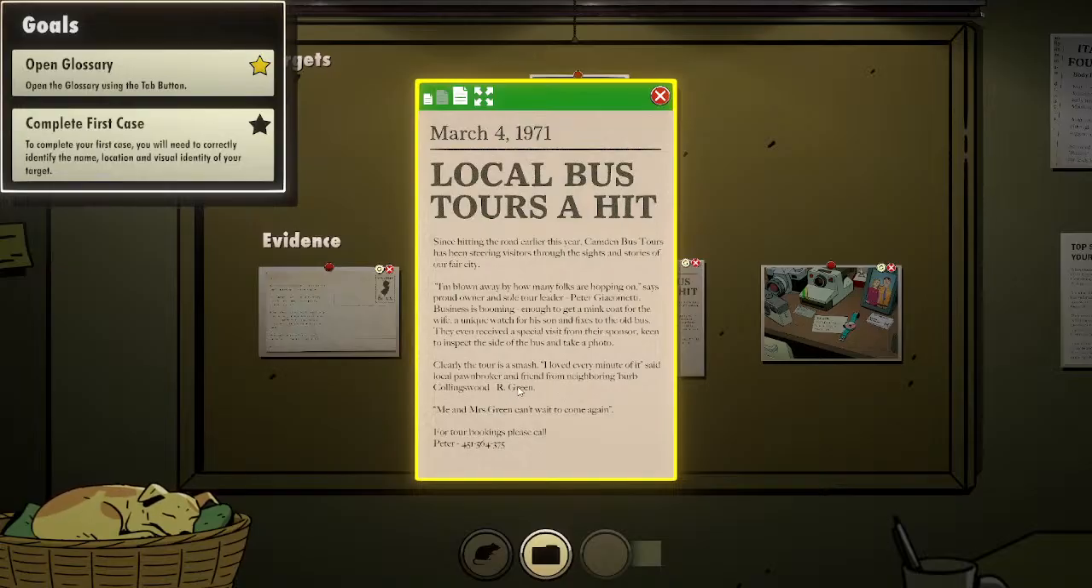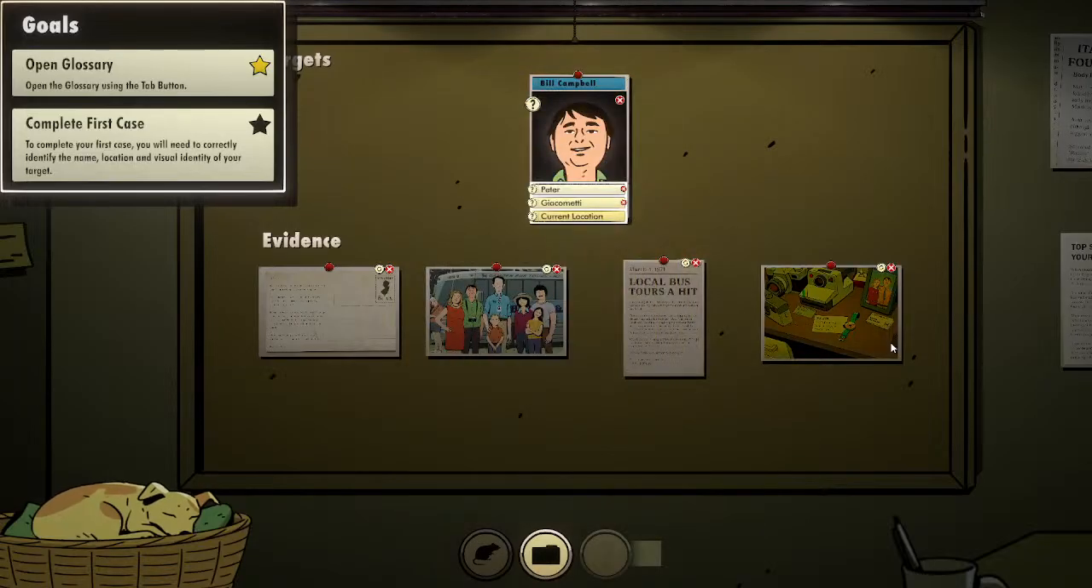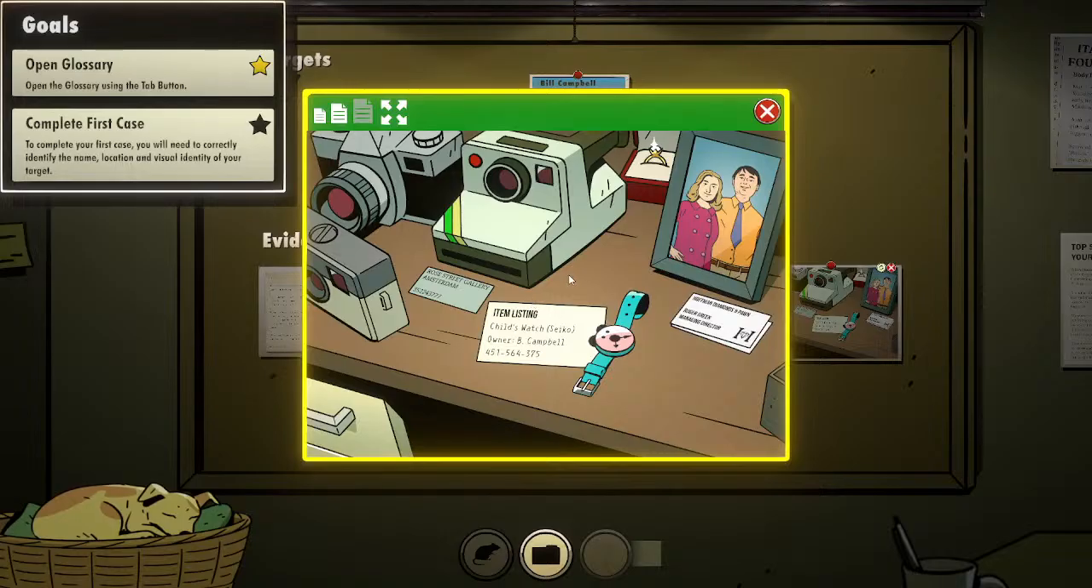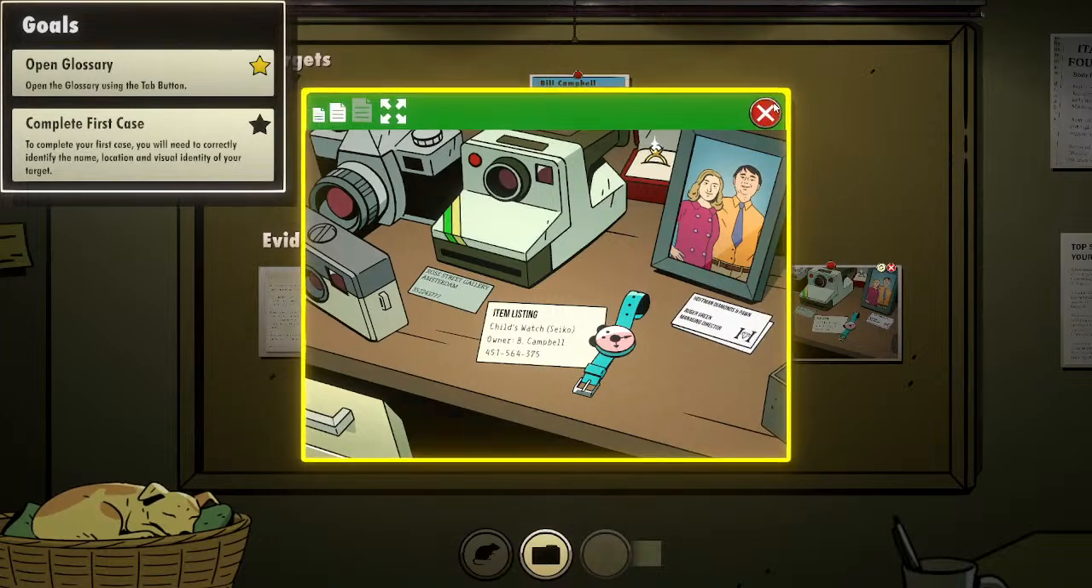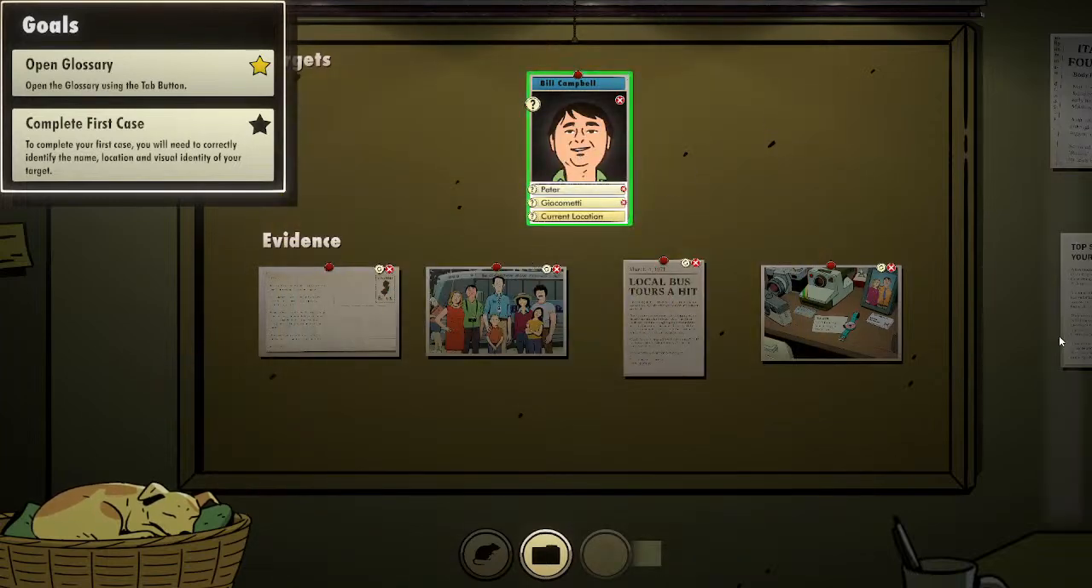Local pawnbroker from Collingswood. Wait, is this the pawnbrokers? Oh, this might be the pawnbrokers. Wait, what parts make a difference? B camp. Okay, the name should still be the same, right? But I'm not too sure about the photo.